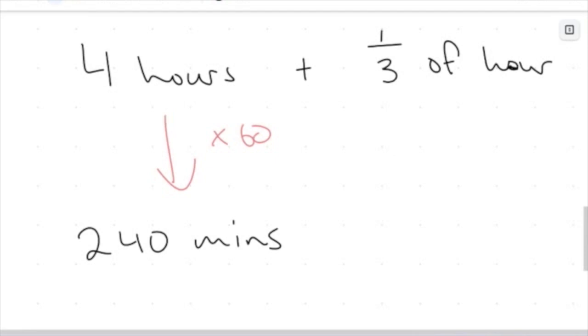And 1/3 of an hour, well, I just want to times 1/3 by 60. In essence, I'm finding what is 1/3 lots of 60. So I'm kind of doing my multiplying fractions here. I'm finding 1/3 of 60.